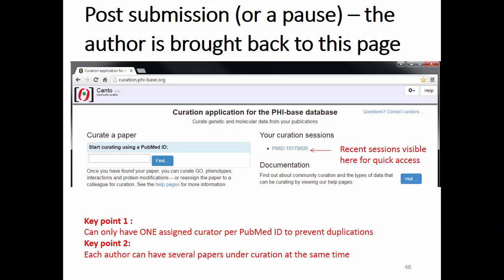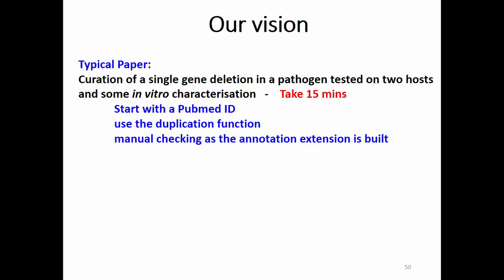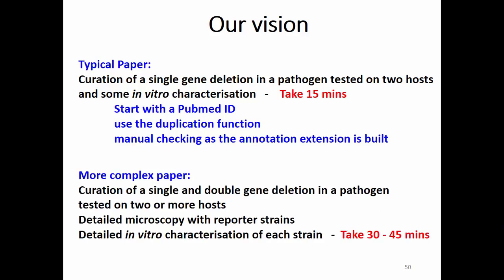Post-submission or a pause in curation brings the author back to this page, where recent sessions are visible for quick access. It is important to note that PHI-Canto can only have one assigned curator per PubMed ID to prevent duplication. However, each author can have several papers under curation at the same time. The author can find help by emailing the PHI-Canto curation team or looking through the help documentation. Our vision is that a simple paper will take about 15 minutes to curate, and a more complex paper a bit longer, perhaps 30 to 45 minutes.